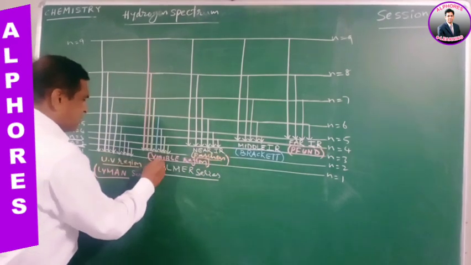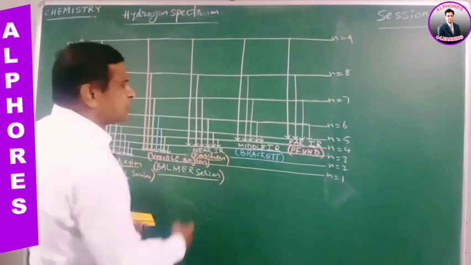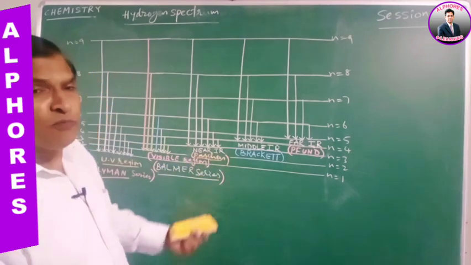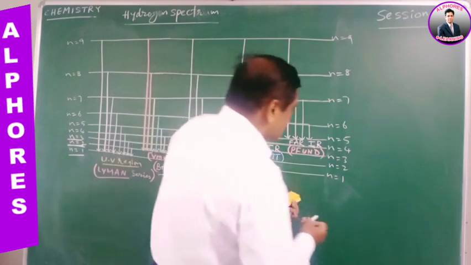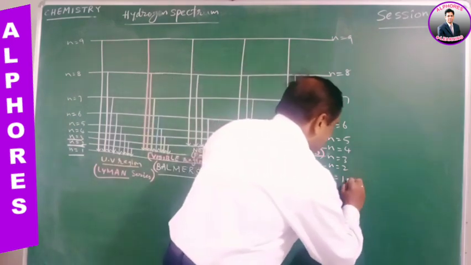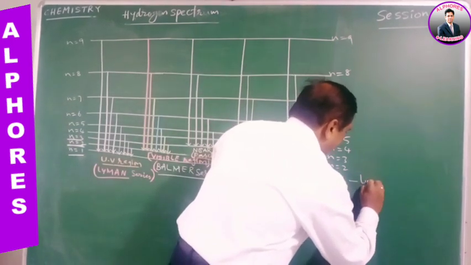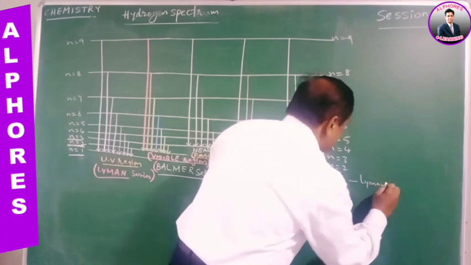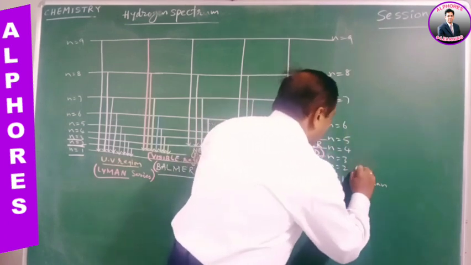Lyman series, Balmer series, Paschen series, Brackett series and Pfund series. I will write here. So at the first orbit, Lyman series is formed. At the second orbit, Balmer series is formed.